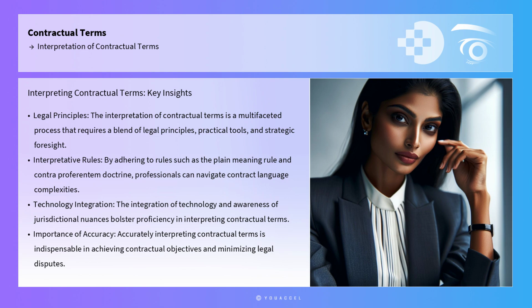As demonstrated through case studies and statistics, the ability to accurately interpret contractual terms is indispensable in achieving contractual objectives and minimizing legal disputes. By applying these actionable insights and frameworks, professionals can enhance their expertise and contribute to more effective contract management and enforcement.